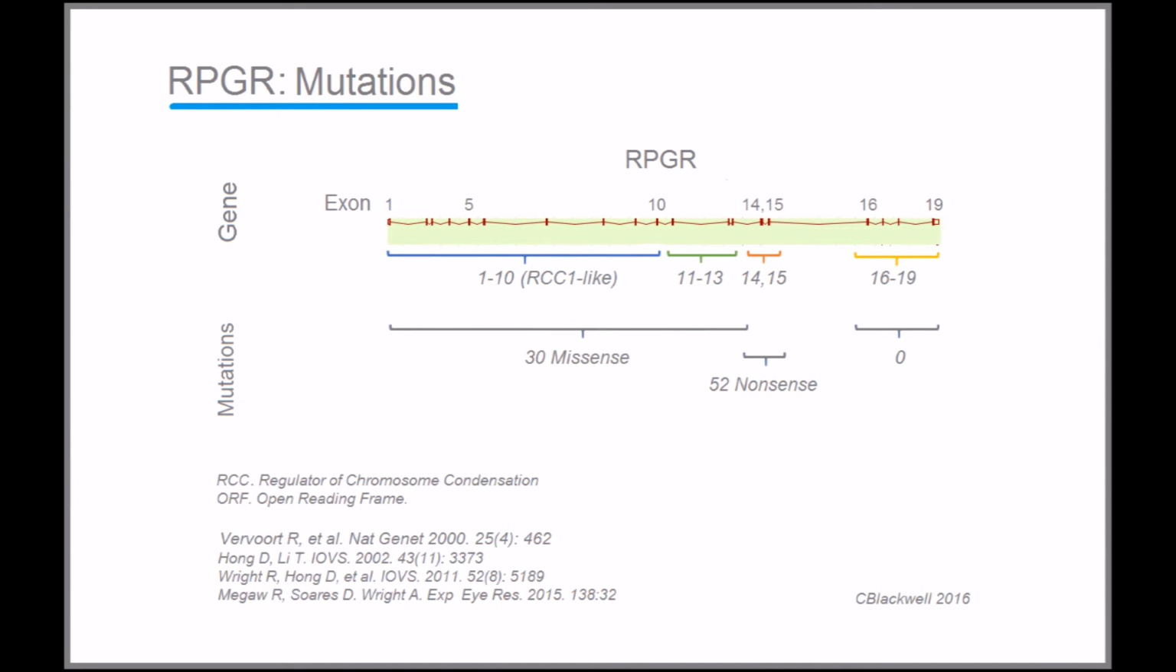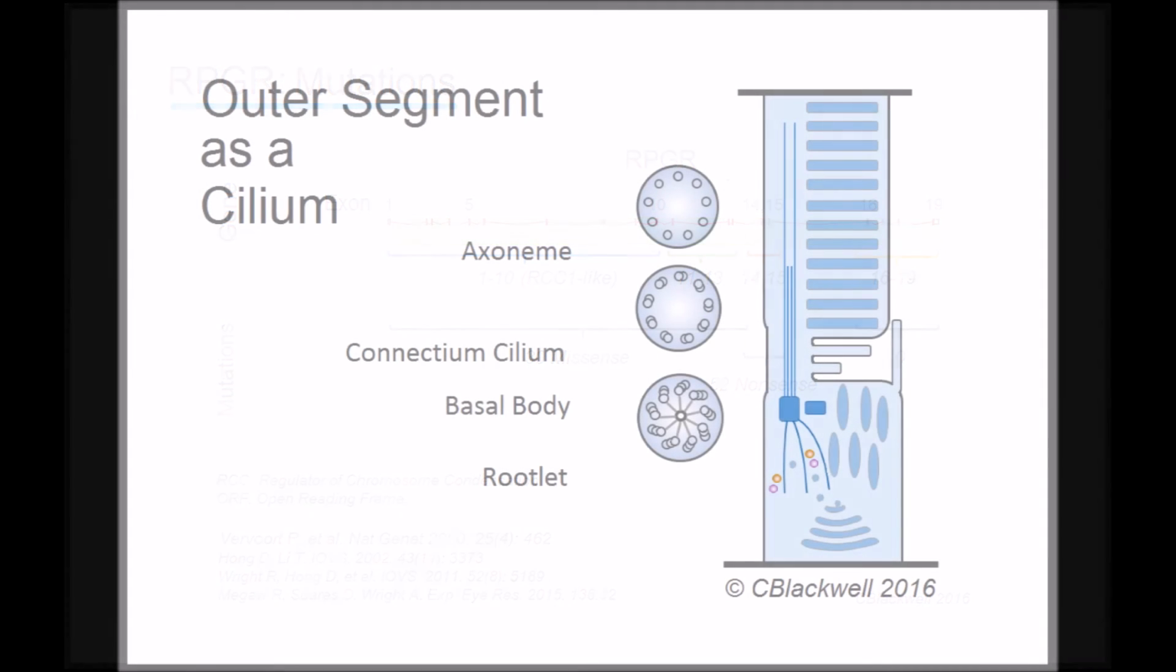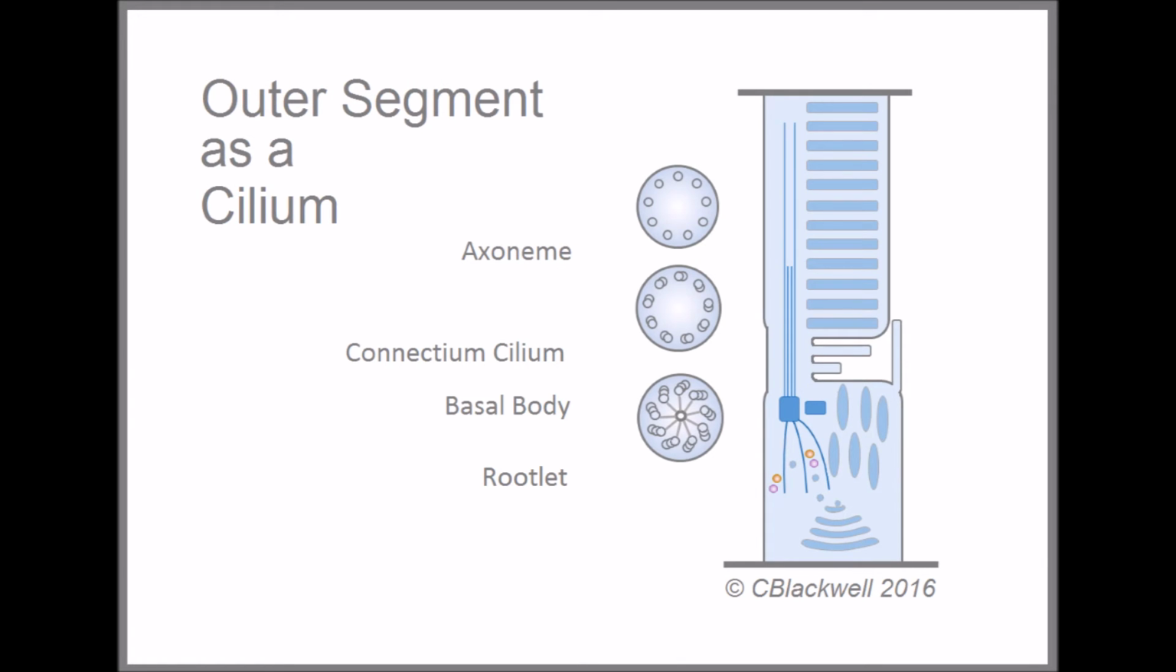Mutations are spread out in the exons 1 through 13. The ORF15 region is the hotspot. There are no pathological mutations in exons 16 through 19. RPGR is located mostly in the connecting cilium.